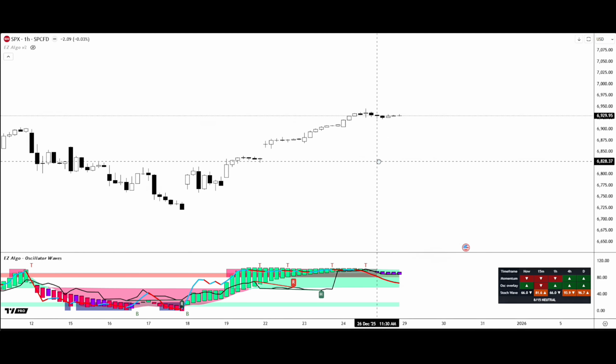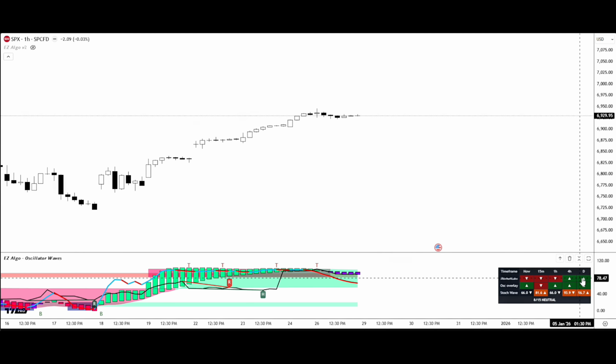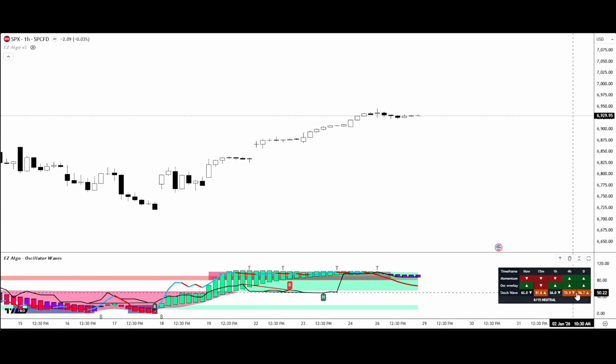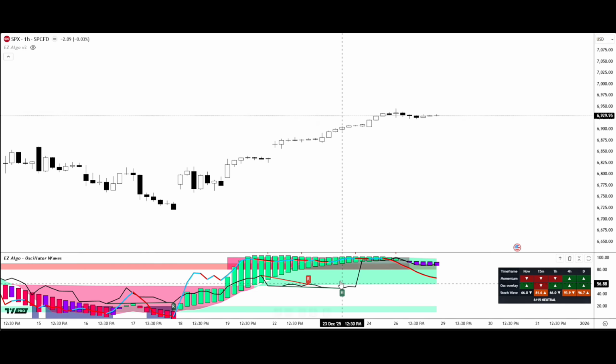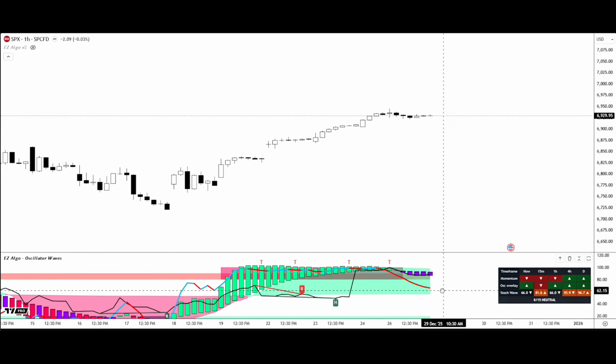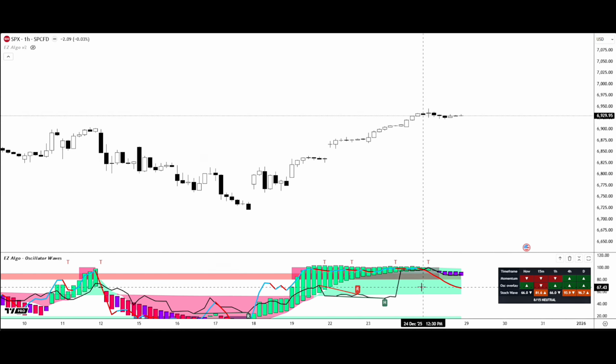So it's going to tell us the time frames. It's going to tell us if the momentum candles on those time frames are bullish or bearish. It's going to tell us if the oscillator overlay is bullish or bearish. And then it's going to tell us the level that our Stoch wave is at, and if the direction of it is moving up or down.